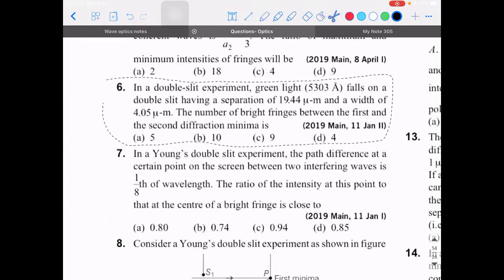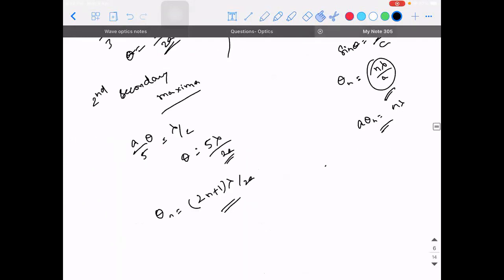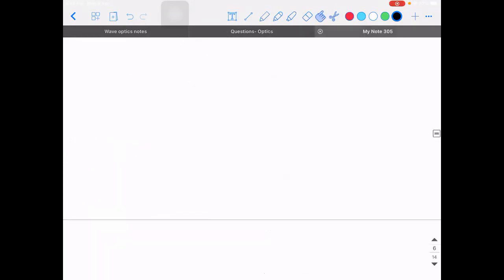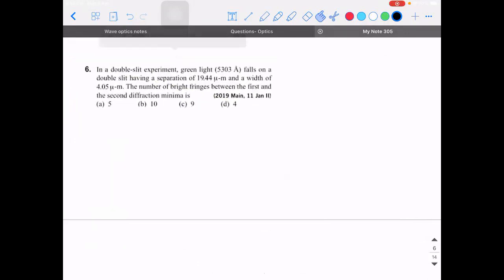Sir, can you repeat that point? Which point should I repeat? The width of the central maxima. Yes, sir. The width of the central maxima in the case of diffraction is always double the width of any other secondary maximum. Yes, sir. Okay.